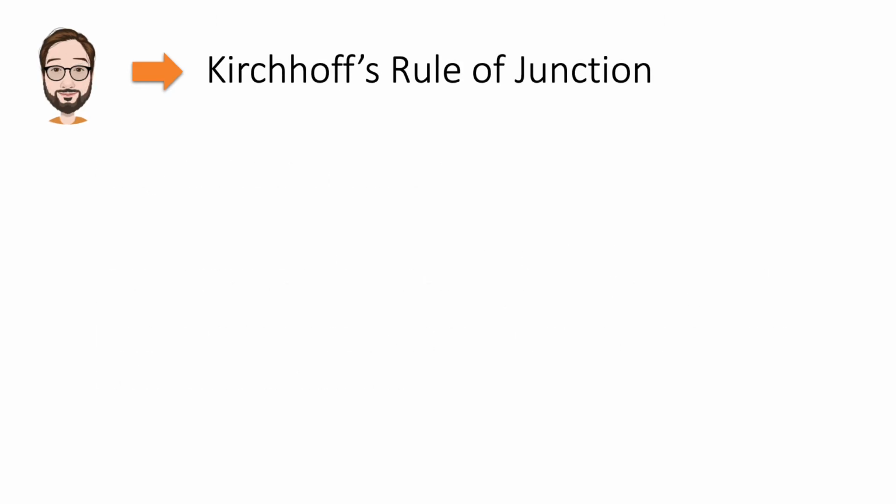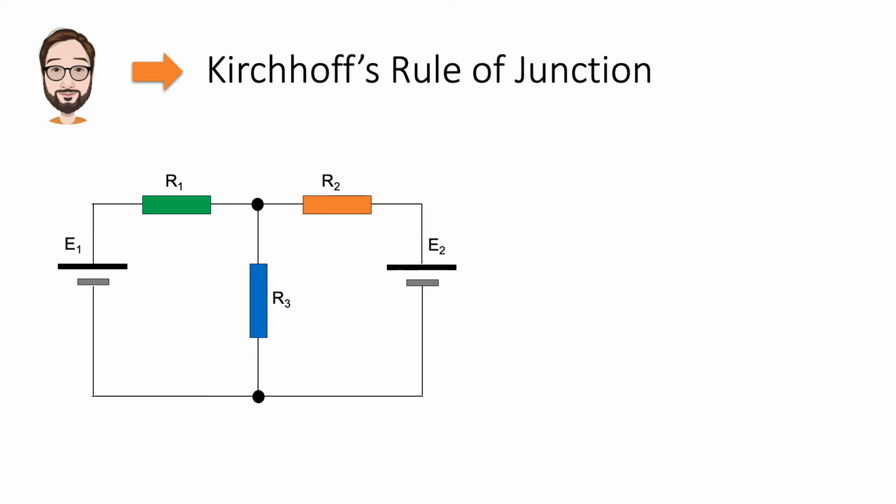The first one of those rules is the rule of junction. What is the rule of junction? The rule of junction basically is the rule that shows how the current flows through the circuit.